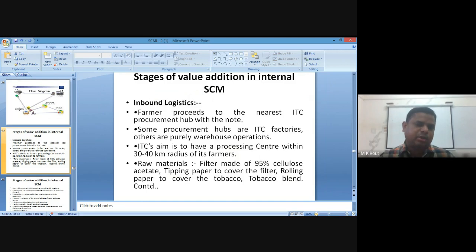So this cellulose comes from farmers, from the farmer to the procurement department, or you can say the ITC factory site, and that site should be available within a radius of 30 to 40 kilometers. In this area, what will happen? Farmers need not travel much. They can easily sell their agri product to the nearby ITC factory, and automatically what will happen?